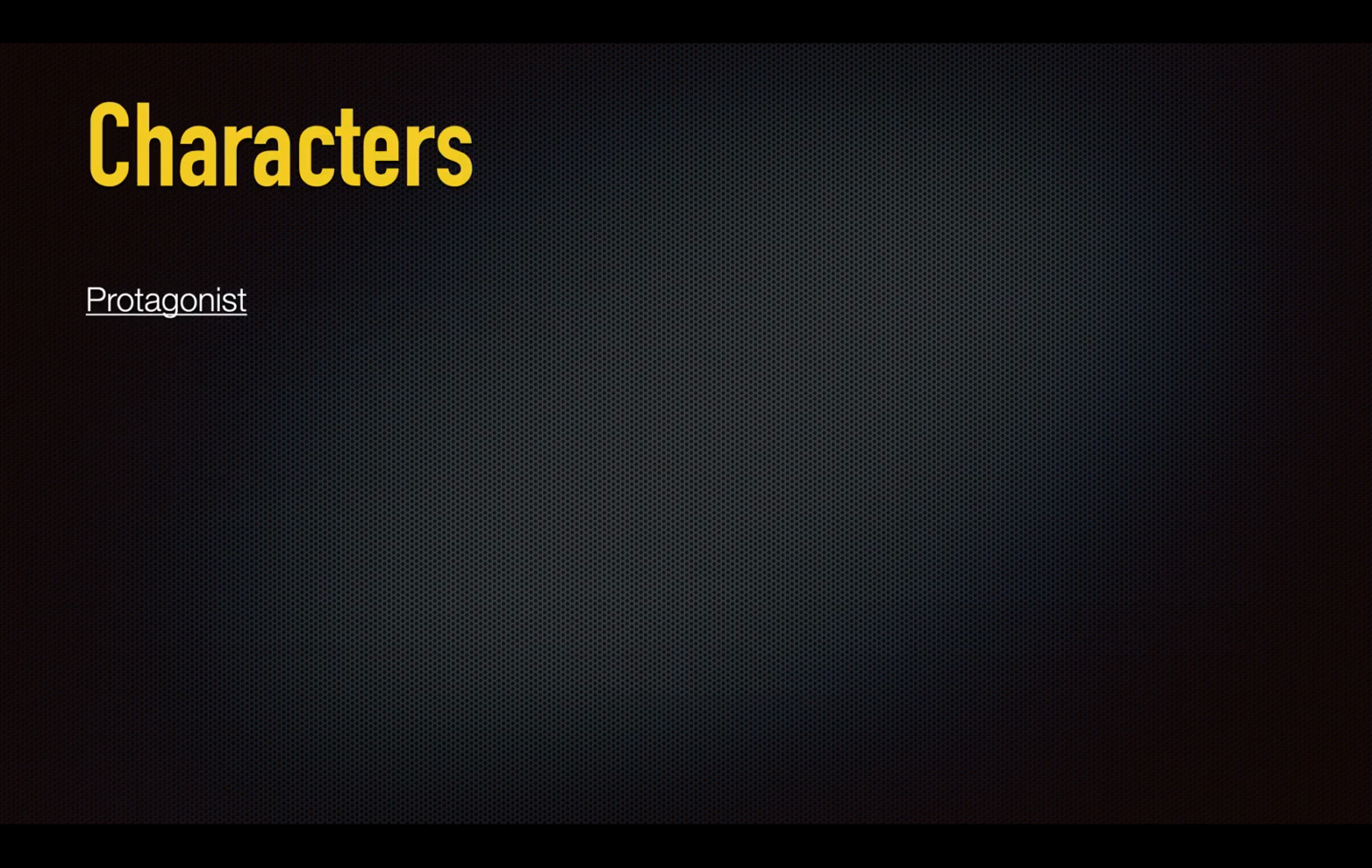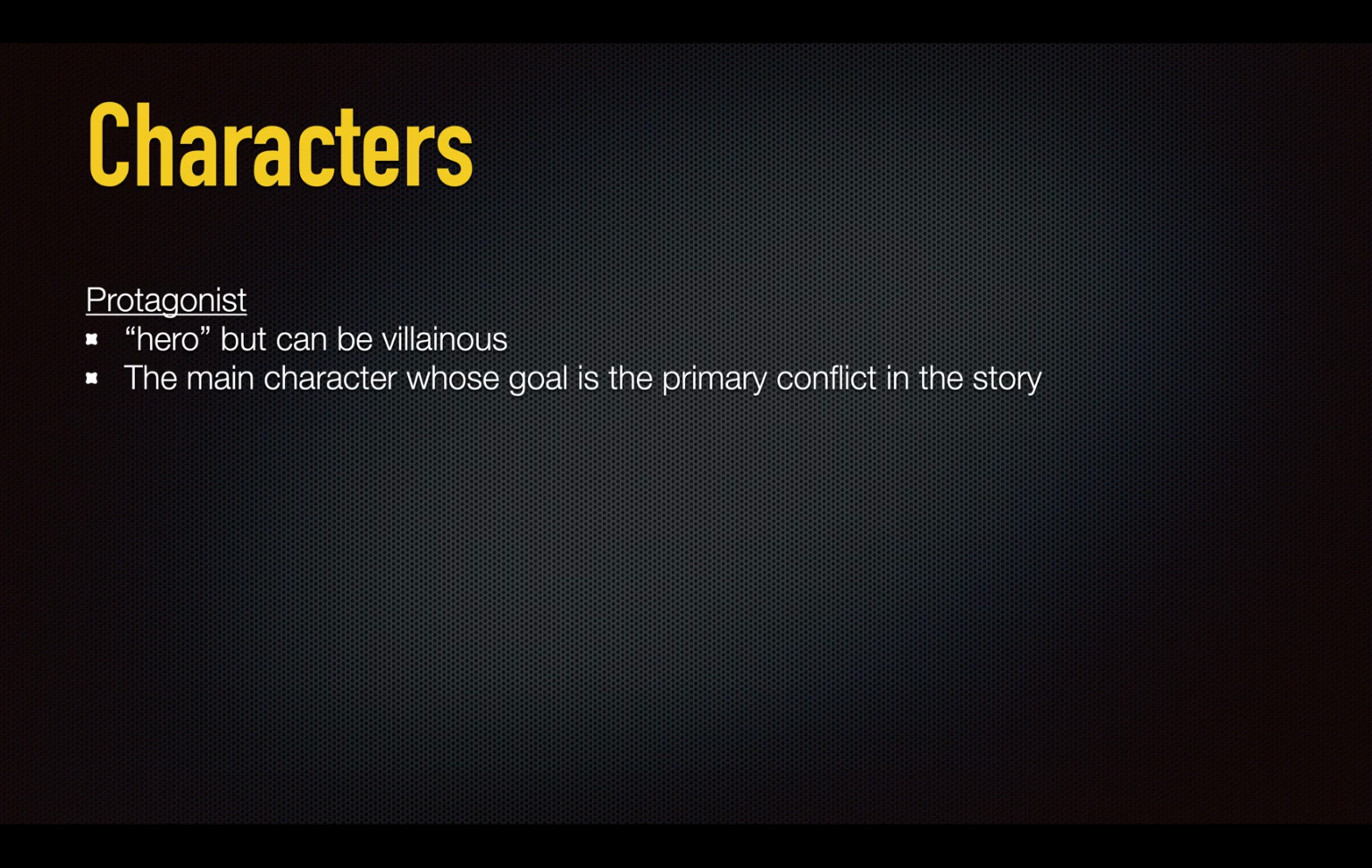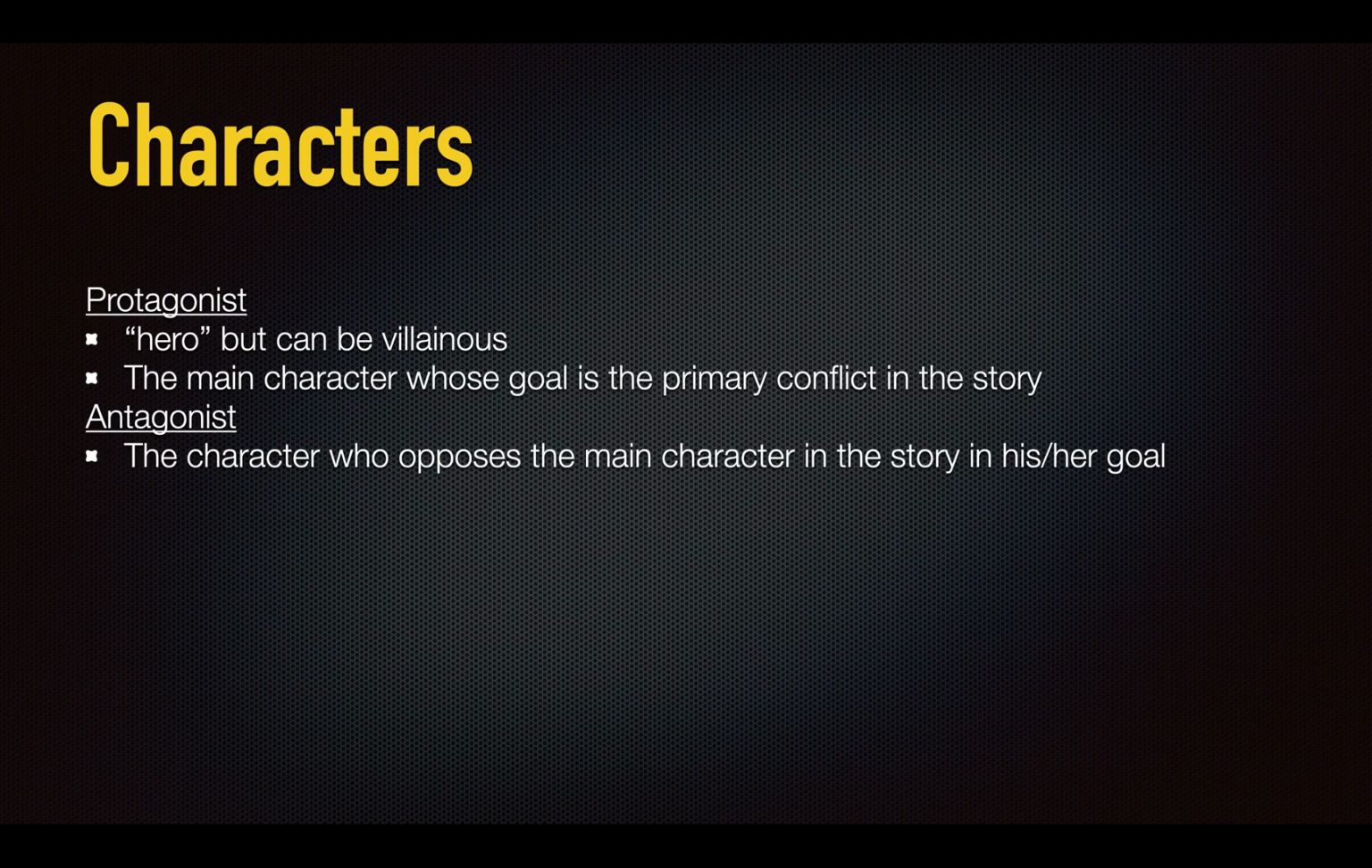Okay, characters. Your protagonist is generally the main character, but does not have to be a good character. So the protagonist can be villainous, can be a bad character. The protagonist is involved in the conflict of the story, has to be, otherwise it doesn't work. And then you have the antagonist, whose character opposes the main character. They're in opposition. The antagonist is trying to prevent the protagonist from achieving his or her goal, generally speaking.